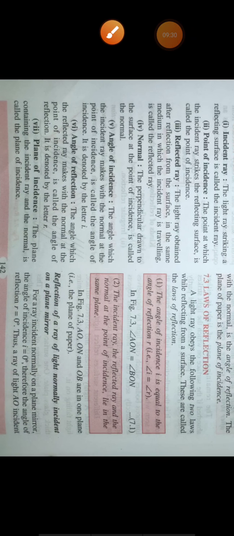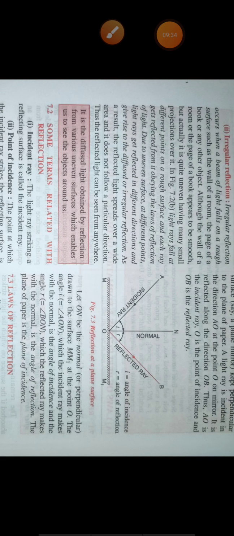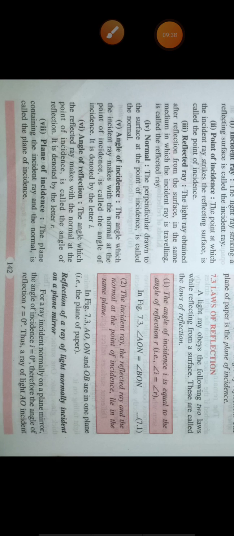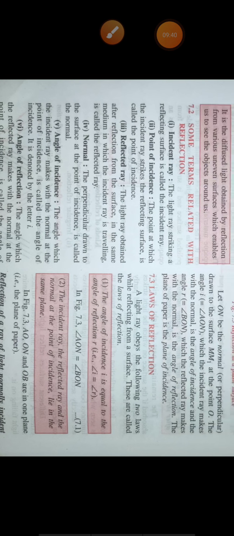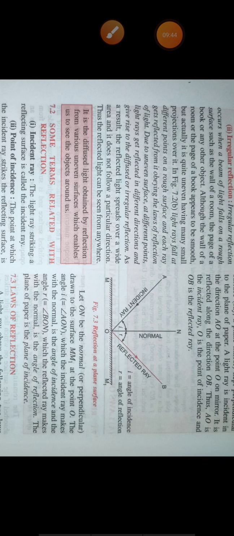Angular incidence, angular reflection, plane of incidence. So plane of incidence means the plane containing the incident ray and the normal line is called the plane of incidence. Okay, so plane means, remember, plane is a two-dimensional figure. Plane means it has a length and breadth. It is a two-dimensional figure.